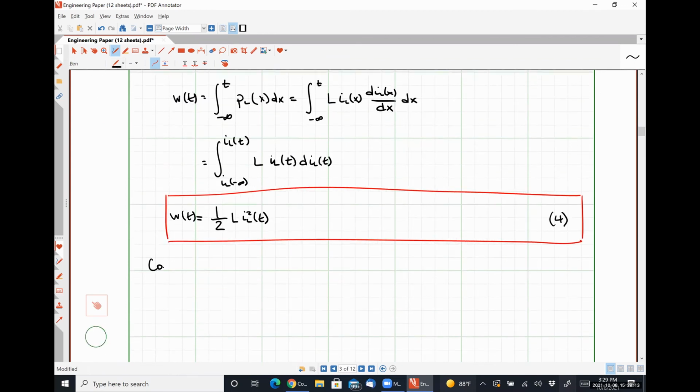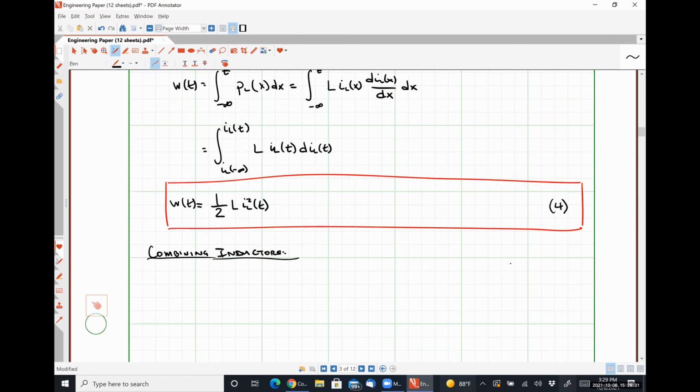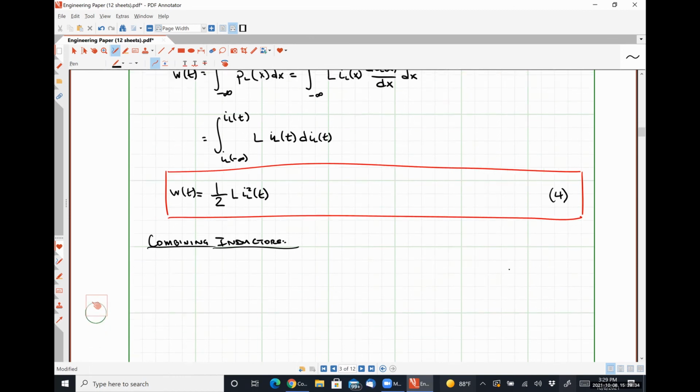Let us now talk about combining inductors. All right, so this is a circuit element. We might see more than one of them in a circuit. How can we simplify things? That's the question that we're answering here, all right? So let's say that we have a network that contains multiple inductors connected in series.